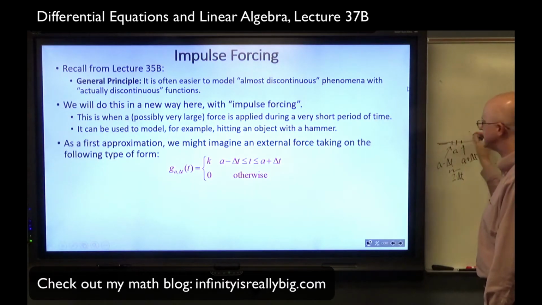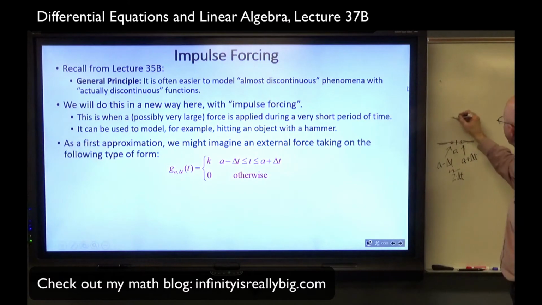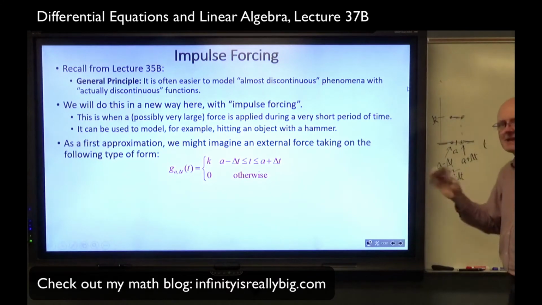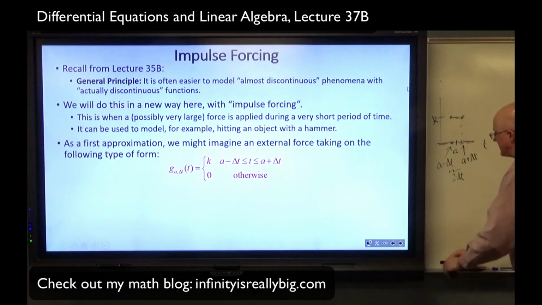The forcing function is 0 when t is strictly less than a minus delta t, or when t is strictly bigger than a plus delta t, and a constant value, k, when t is between a minus delta t and a plus delta t. I'm including filled in dots up there, though it's not a big deal whether you include those or not. So there's an actually discontinuous function that we're using to model an almost discontinuous phenomenon. If we're imagining hitting that mass with a hammer, maybe delta t is like 10 to the negative 3 or something, and k is some unspecified magnitude.